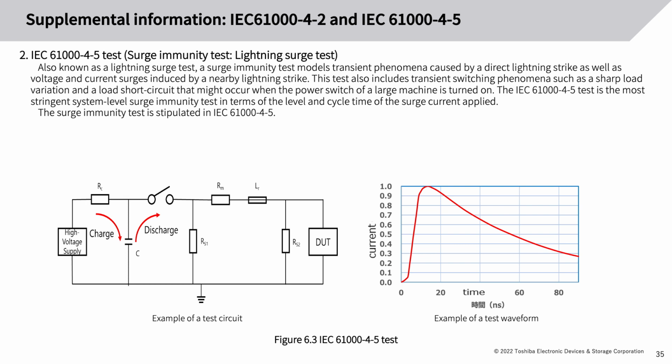The IEC 61000-4-5 test is the most stringent system-level surge immunity test in terms of the level and cycle time of the surge current applied. The surge immunity test is stipulated in IEC 61000-4-5.